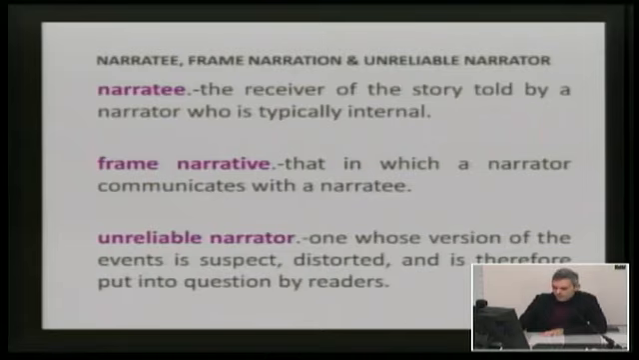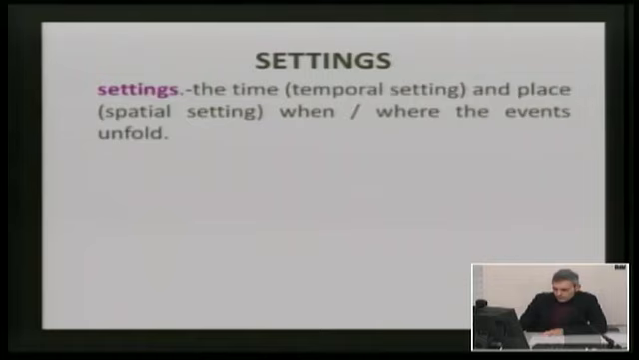And the last element of fiction we'll be looking at is settings. How can settings be defined? So settings refer to both time and place. The time and place when or where the events unfold. So temporal setting and spatial setting. If we want to consider them together, we can talk about spatio-temporal setting.